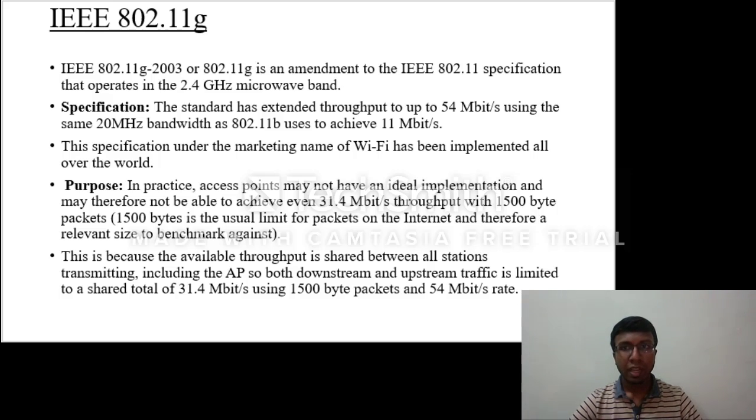Its purpose is, in practice, access points may not have ideal implementation and may therefore not be able to achieve even 31.4 Mbps throughput with 1500 byte packets. This is because the available throughput is shared between all stations transmitting, including the AP. So both downstream and upstream traffic is limited to a shared total of 31.4 Mbps using 1500 byte packets and 54 Mbps rate.